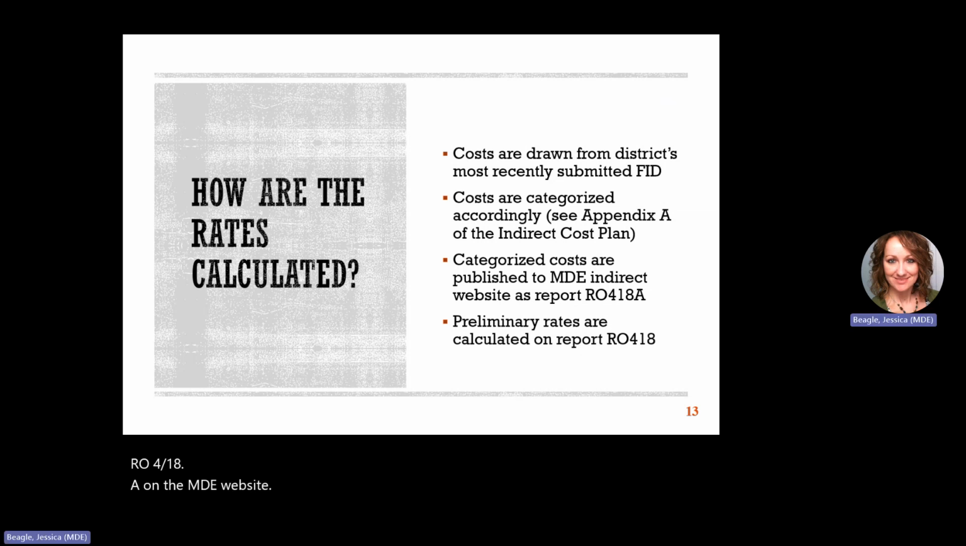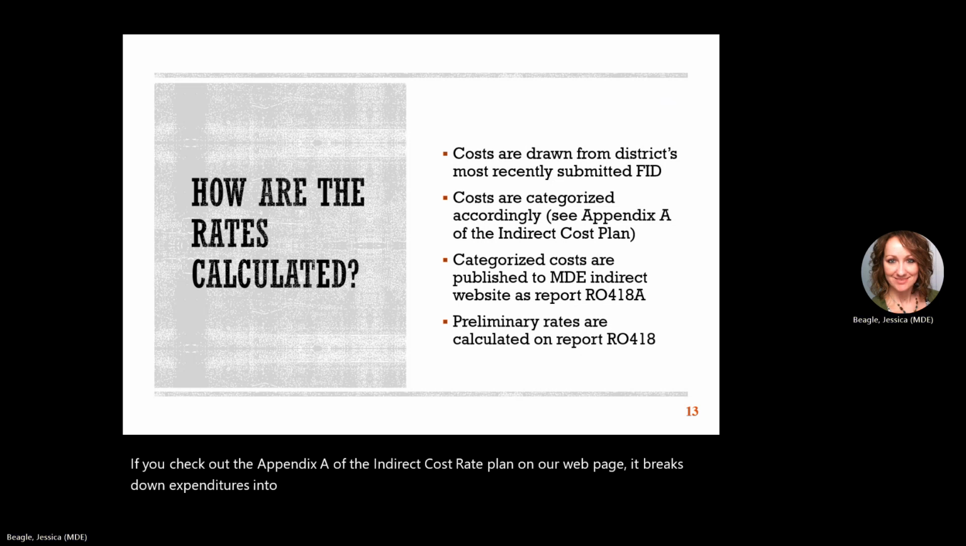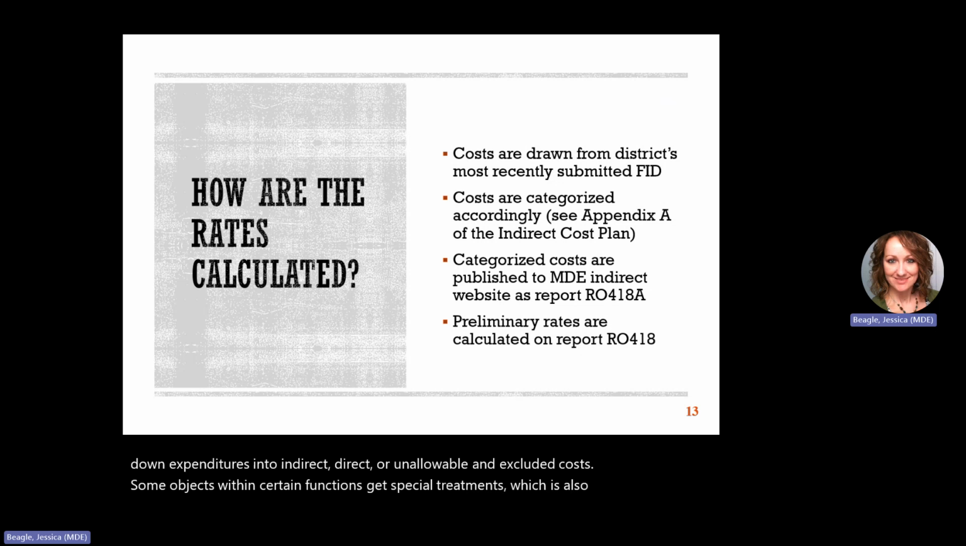You want to know how these costs are categorized for each rate? Believe it or not, it's right on our website as well. If you check out the Appendix A of the indirect cost rate plan on our webpage, it breaks down expenditures into indirect, direct, or unallowable, and excluded costs. Some objects within certain functions get special treatments, which is also explained in the appendix.